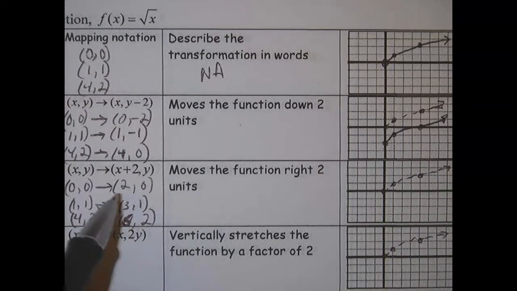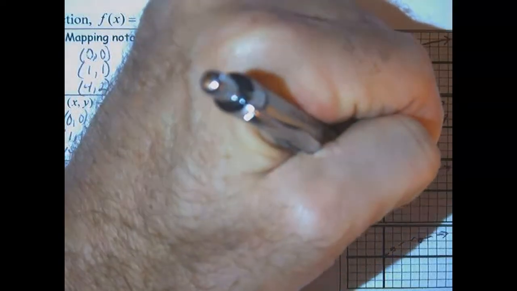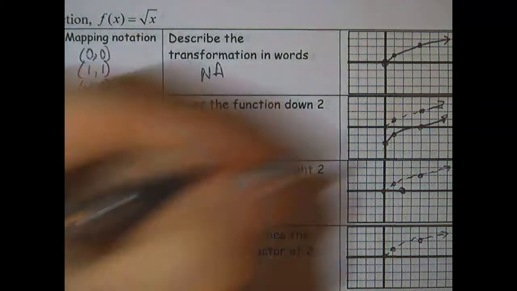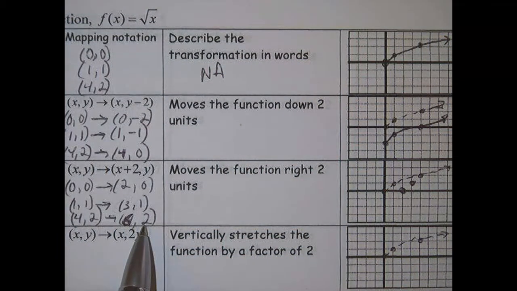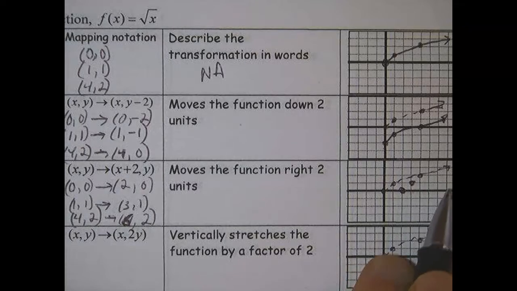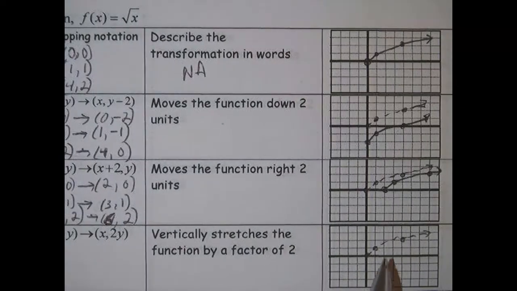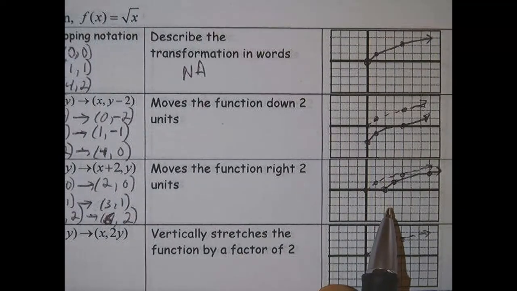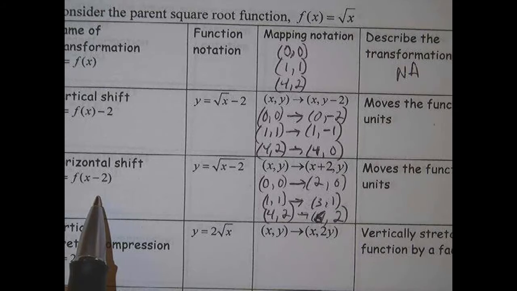All right, now we're just going to graph 2, 0 right here. We're going to graph 3, 1. 3, 1 is right there. And we're going to graph 6, 2, which is 1, 2, 3, 4, 5, 6, up 2. And if we graph that, it should look like the entire function moved over 2 places to the right, which is a horizontal shift of f of x minus 2.